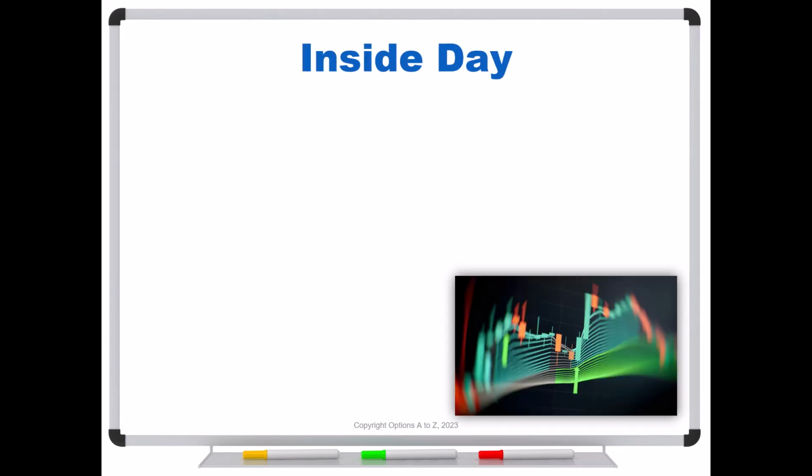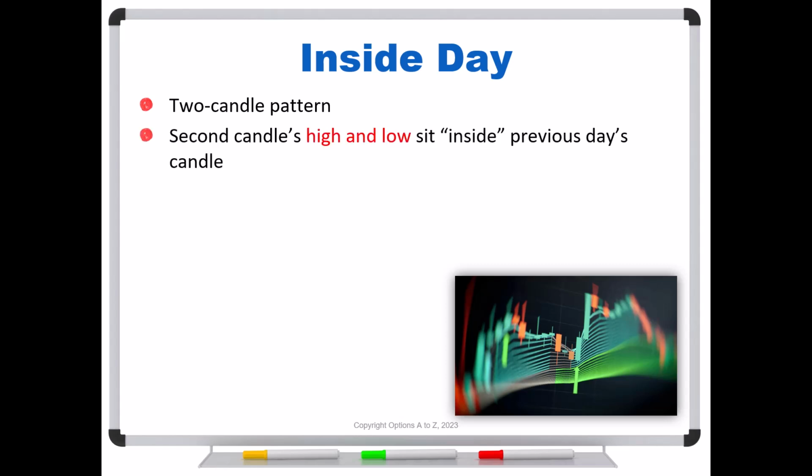Let's start with an inside day. This is a two candle pattern, which simply means we are looking at two candles. Let's say that we're looking at yesterday's candle and today's. The second candle's high and low will sit inside the previous day's candle, inside that entire body. And what this shows is that the volatility has contracted and that it could be a consolidation pattern.